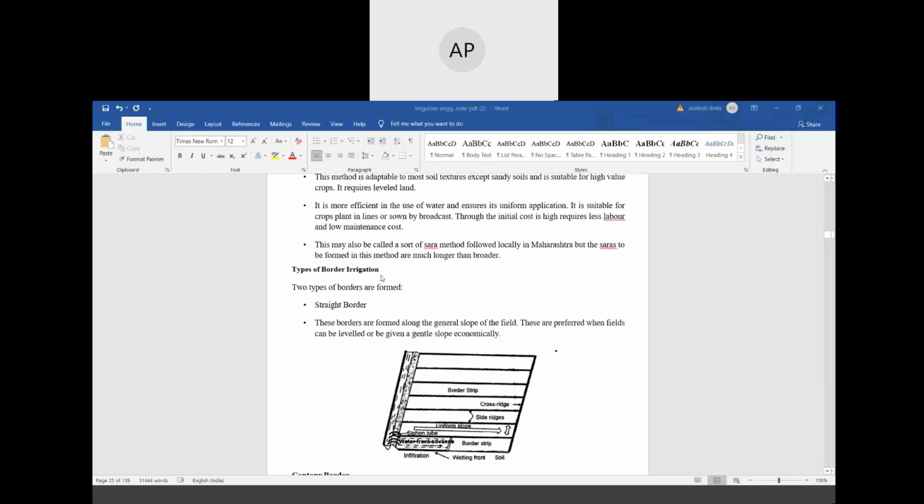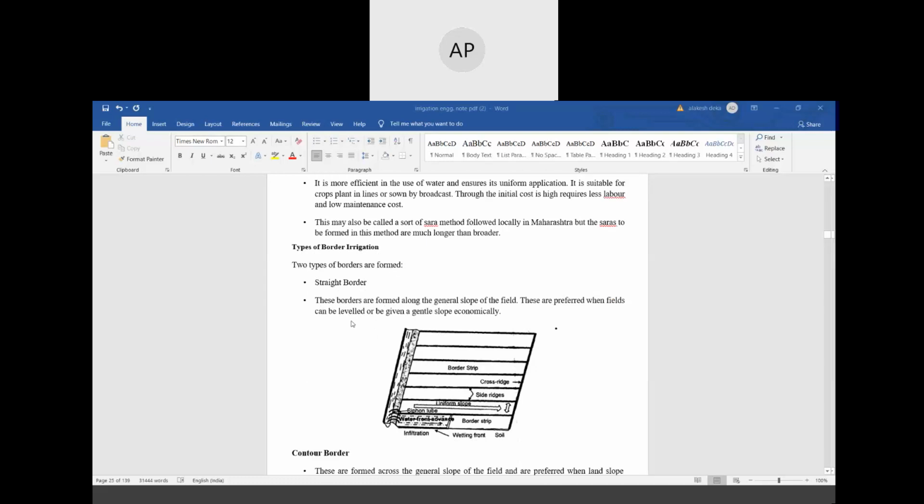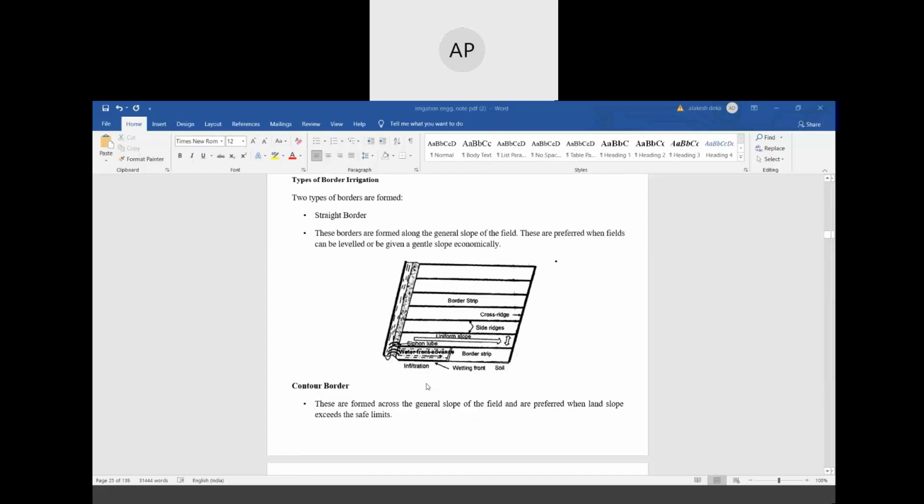Next is types of border irrigation. Two types of borders are formed: straight borders and contour borders. These are the border strips. These borders are formed along the general slope of the field. These are preferred when the field can be leveled or given a gentle slope economically.